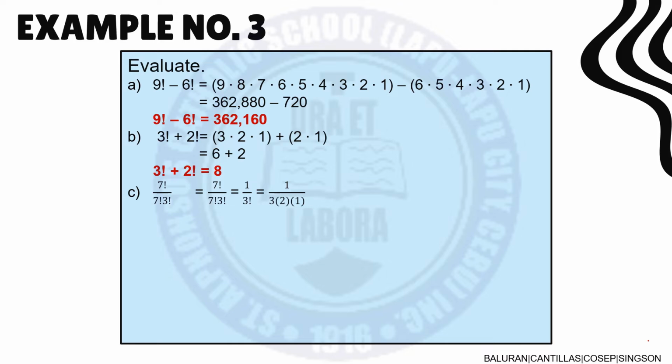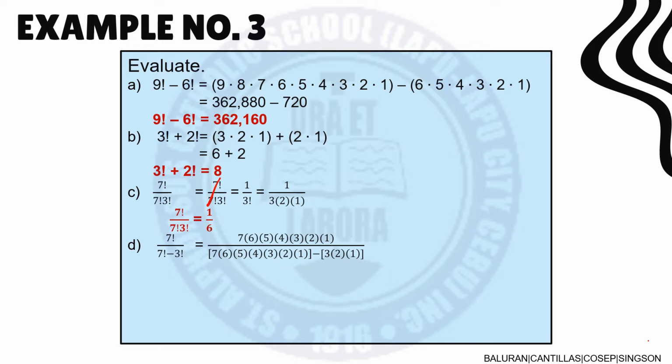Another example would be 7 factorial divided by the product of 7 factorial and 3 factorial. In this case, since we have 7 factorial in both numerator and denominator, we can immediately cancel both 7 factorial. So we are left with 1 over 3 factorial, and we have to rewrite 3 factorial as 3 times 2 times 1. Then simplify. So our answer is equal to 1 over 6.